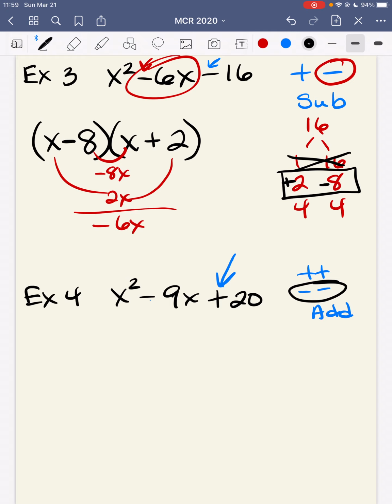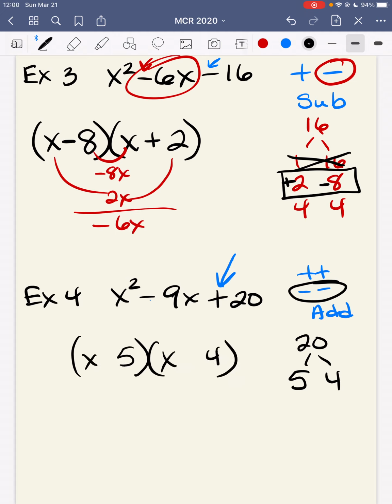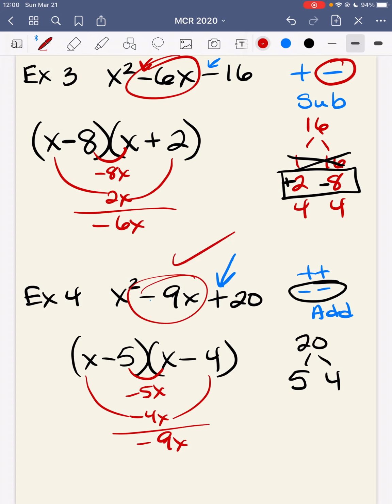Okay. So, factors of 20 that add and give me 9 are going to be 5 and 4. They both must be negative. Put my x's in the front. My 5 and my 4, they both must be minus. And if you want to, yes, you could still use the necklace to check. So I have negative 5x, negative 4x. Do they give me negative 9x? We are good to go.